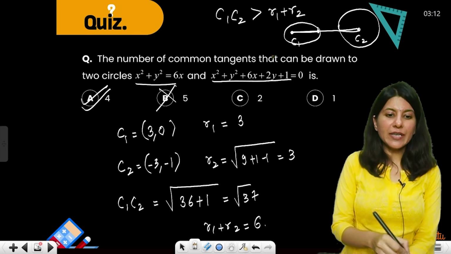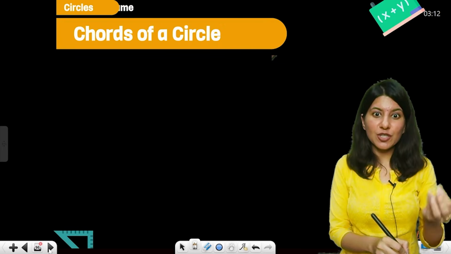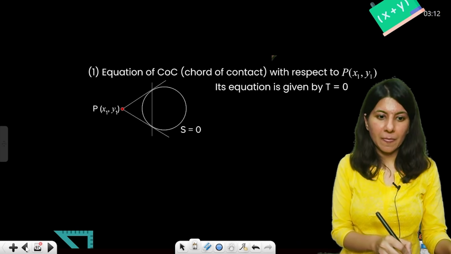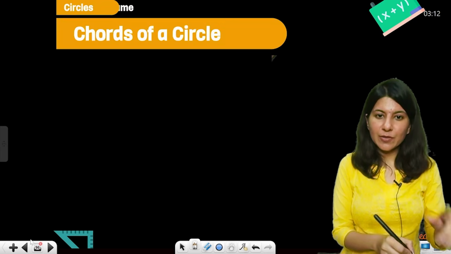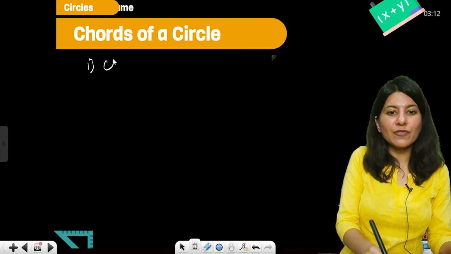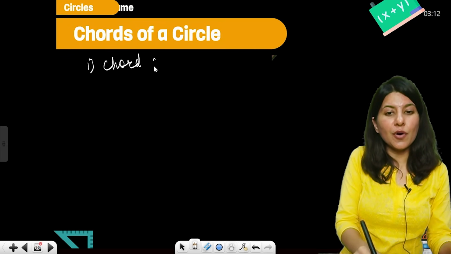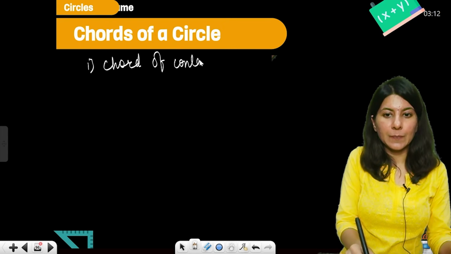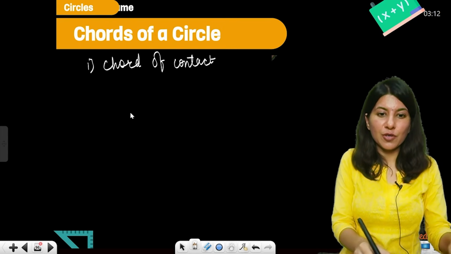Chalo. Now, let us move on to the new topic, which is chords of a circle. There are 2 types of chord. First is chord of contact. Understand what is chord of contact. What is the definition, meaning of chord of contact?